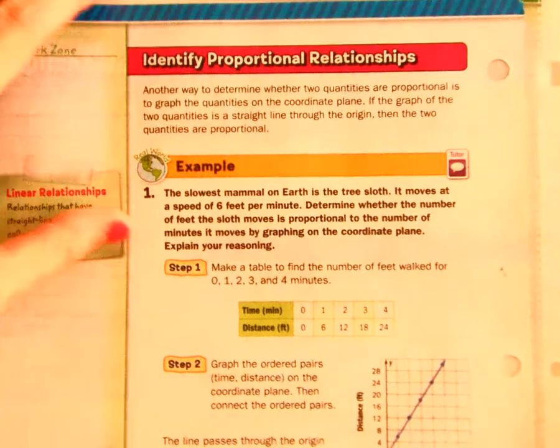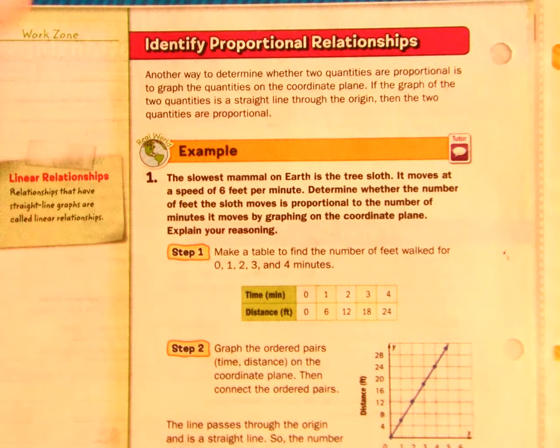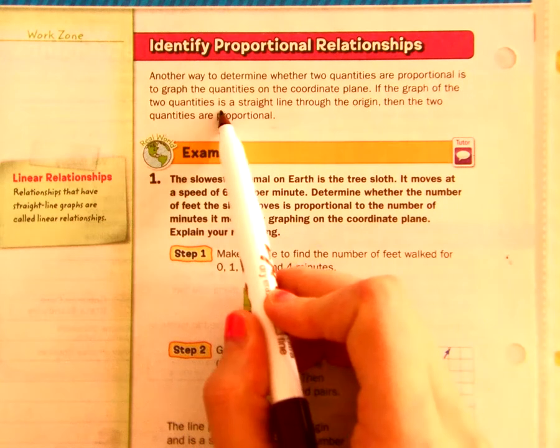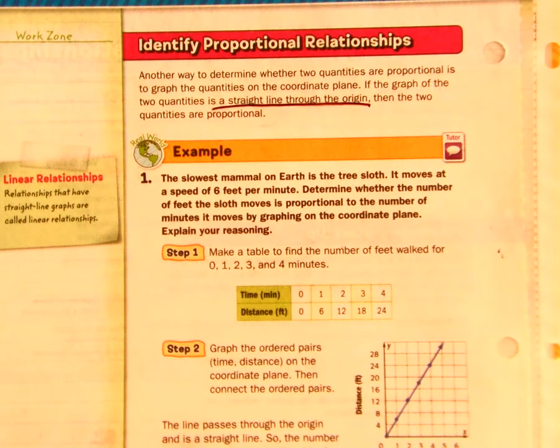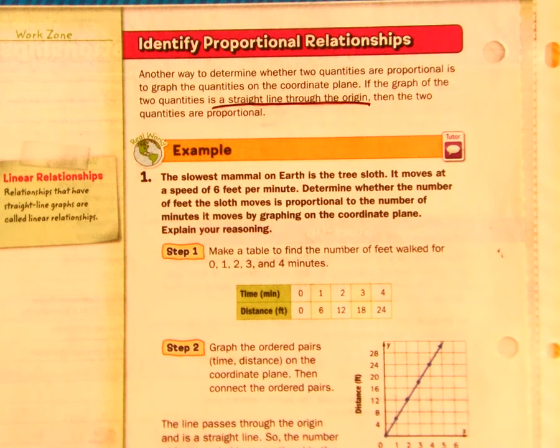So we're going to identify proportional relationships. Another way to determine whether two quantities are proportional is to graph the quantities on a coordinate plane. If the graph of the two quantities is a straight line through the origin, then the two quantities are proportional. So again, when we graph it for two quantities as a straight line through the origin, then it's proportional. If it does not meet both of them, then it is non-proportional. So let's try an example.